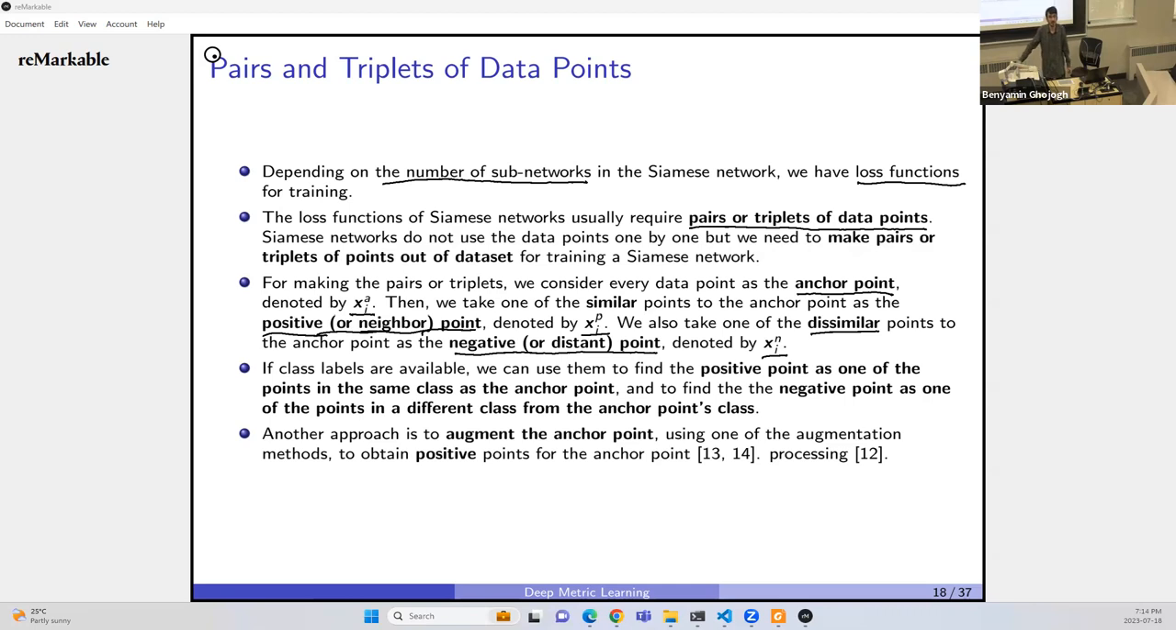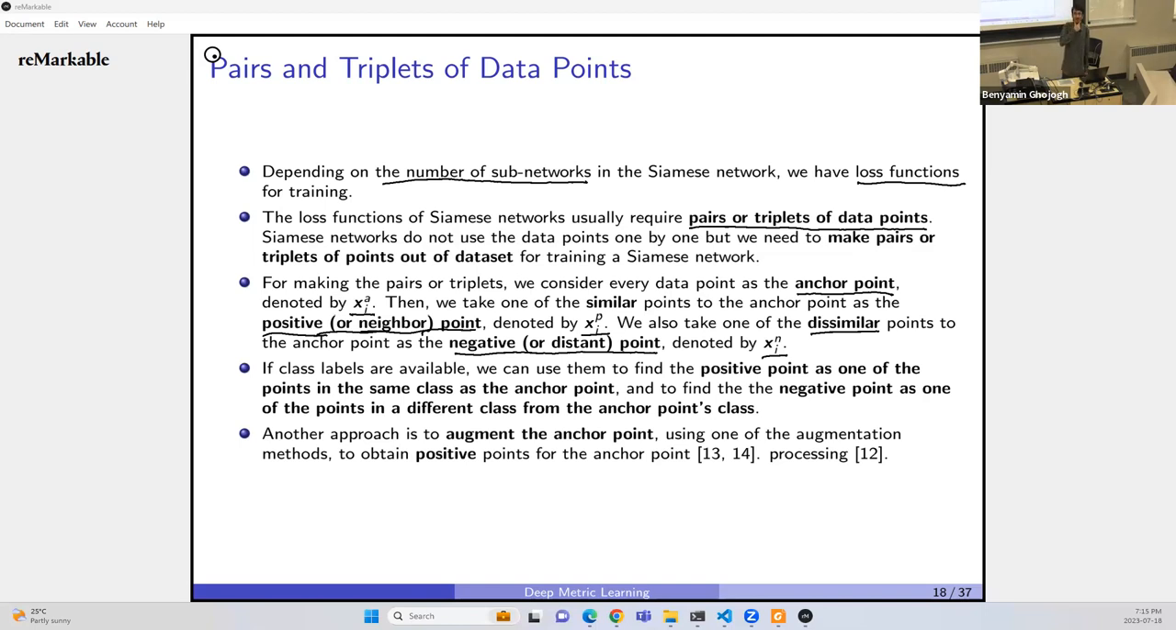So you're saying the kind of clustering. So what is the idea of clustering? The idea of clustering is looking at the patterns, right? So exactly, you are on the right track. For finding positive, rather than class label, we can find a point which is similar to the anchor in pattern. But for negative, we should find a data point which is dissimilar in pattern with respect to anchor, right? So this is exactly how we can do it.